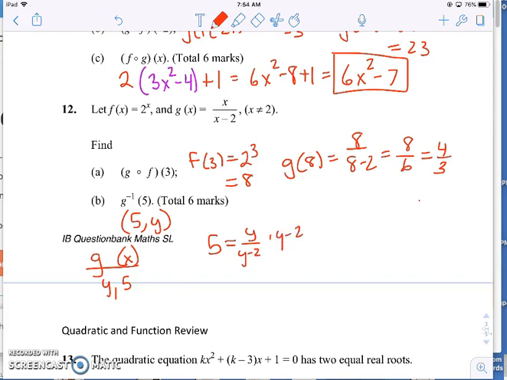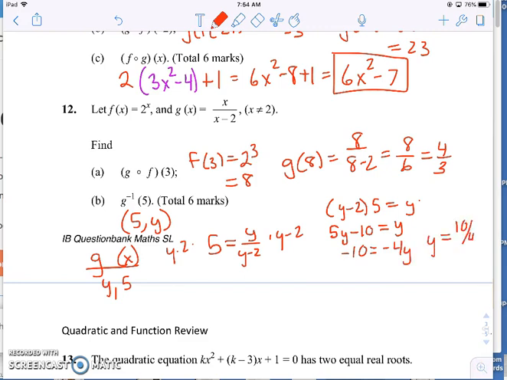So times y minus 2. So we have y minus 2 times 5 equals y. We distribute, so 5y minus 10 equals y. Get the y's on the same side. So negative 10 equals negative 4y. So y would be 10/4, or 5 over 2.